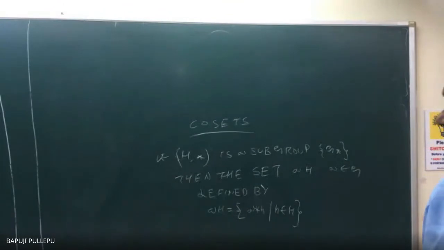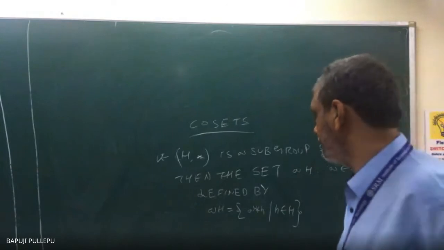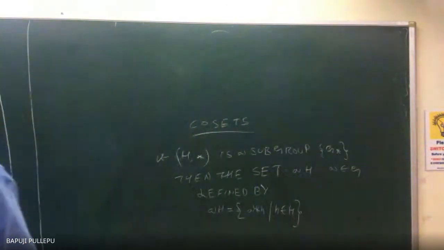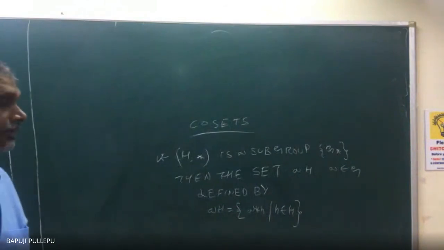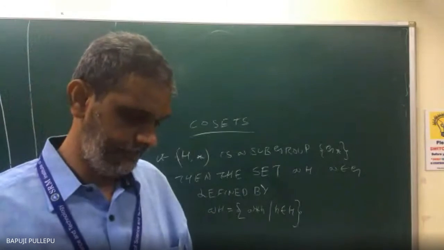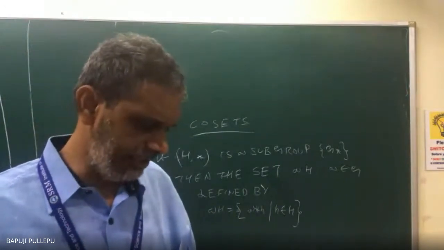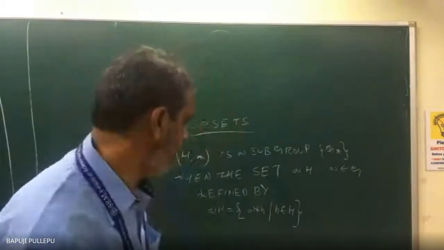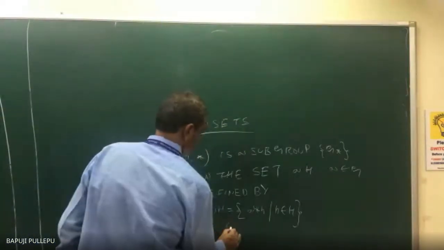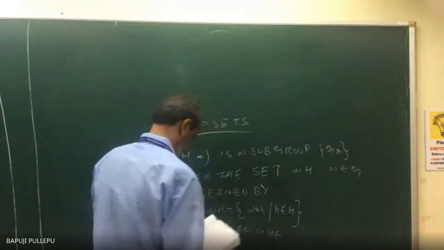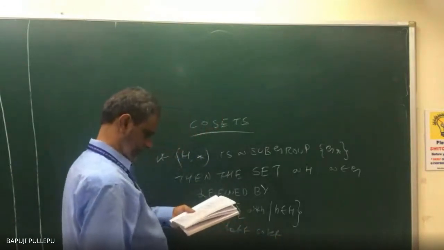H star is a subgroup of G, then the set A H, how can you define it? All A star h, where h belongs to H, A belongs to G. This is called the representation of elements of the left coset A H. This A H you can call the left coset A H.